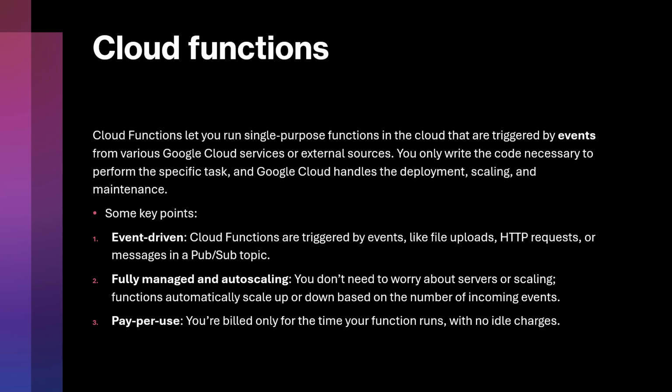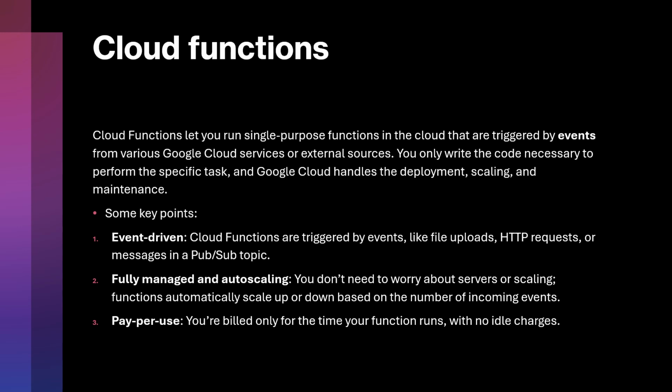How Google Cloud Functions work. 1. Create a function. Write a function that performs a specific task. You can use several popular languages, including Node.js, Python, Go, Java, and C#. 2. Specify the trigger. Choose what event will trigger your function. You can set it to respond to an HTTP request, a pub/sub message, or a cloud storage event, among others.